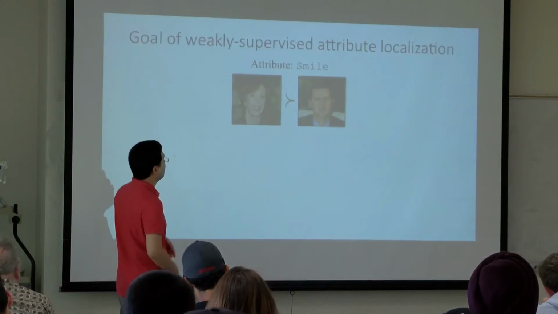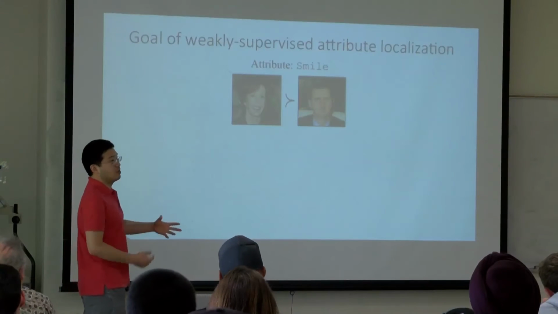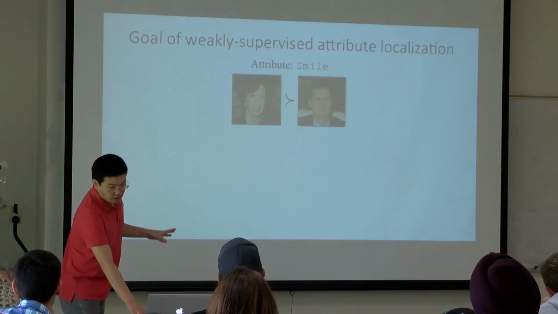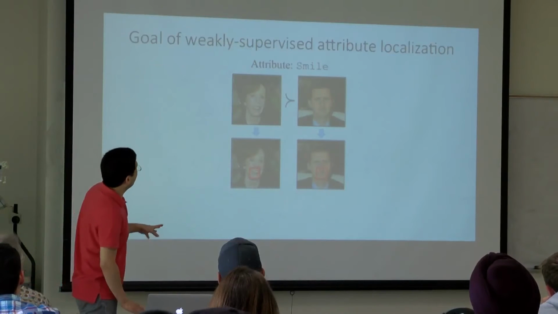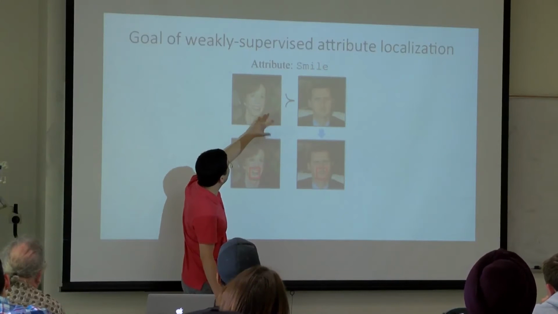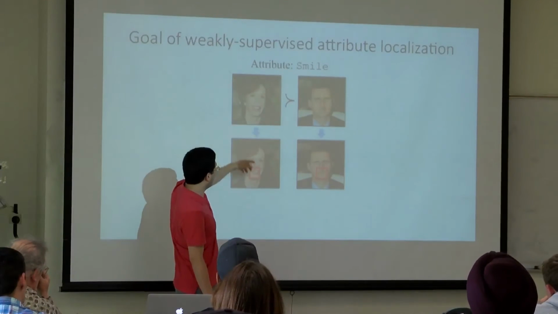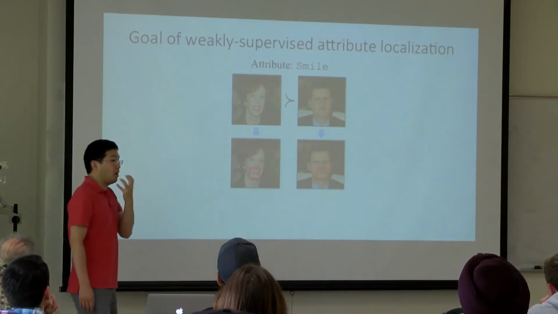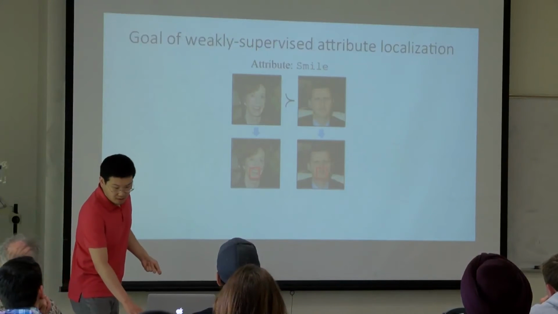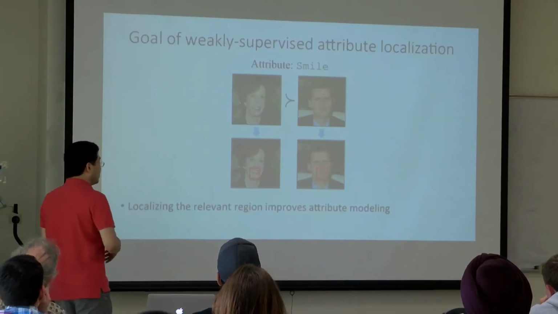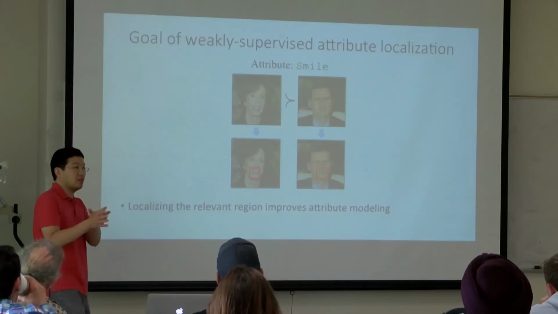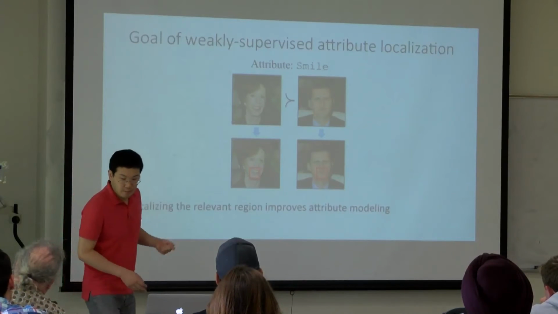And for human faces, one example of an attribute is whether this human is smiling or not. So the goal of weakly supervised attribute localization is that, given images labeled only at the image level, saying this image contains a person that's smiling, we want to automatically localize the part of that face that corresponds to that attribute. The reason we want to do this is that it helps us actually model the attribute. If we want to understand whether a human is smiling or not, we want to look at their mouth.